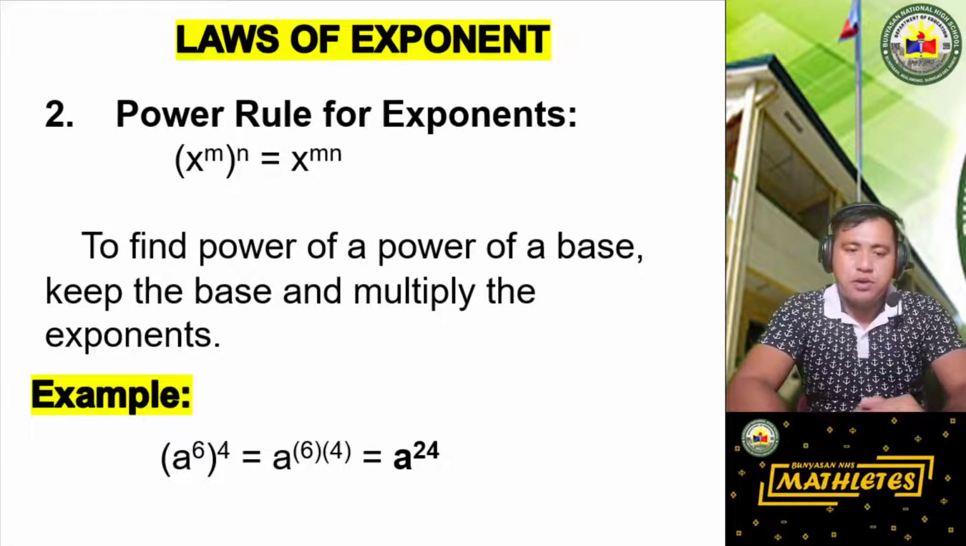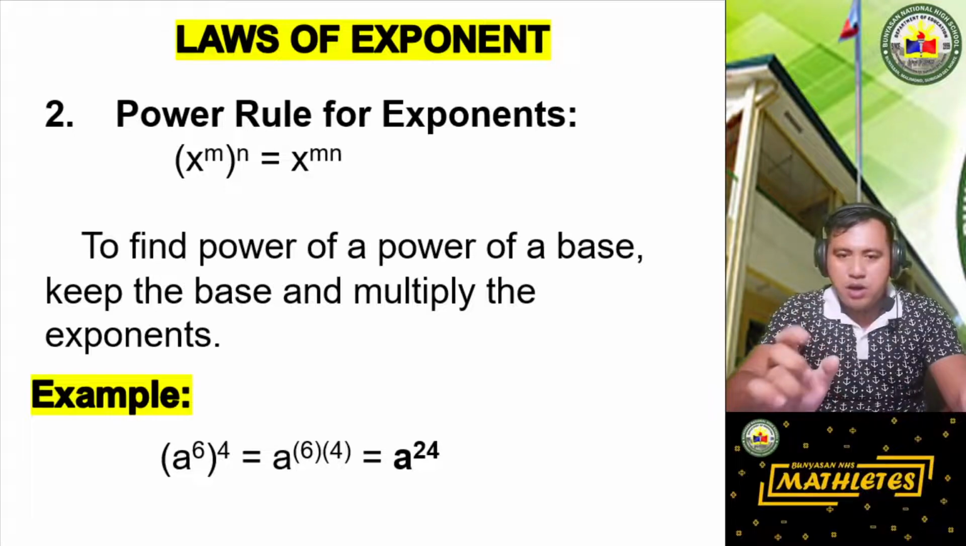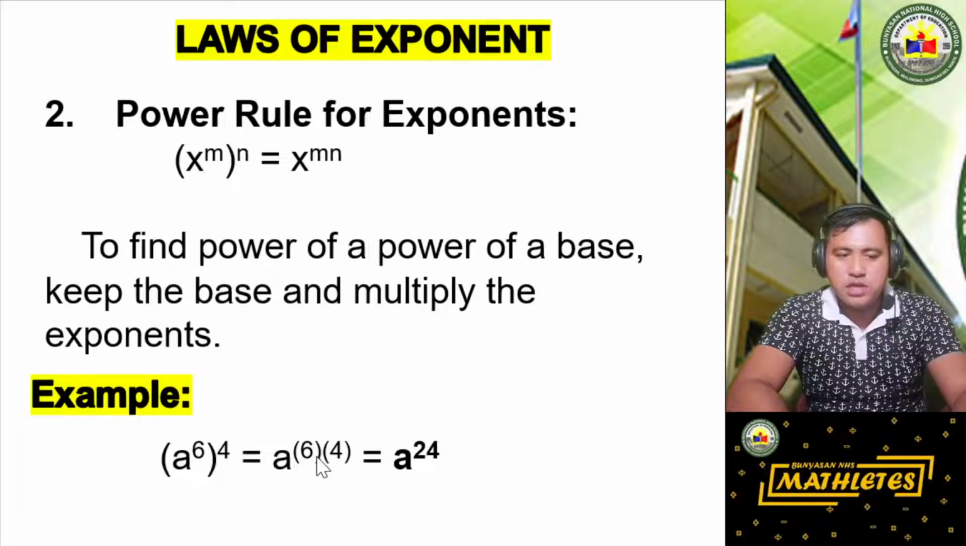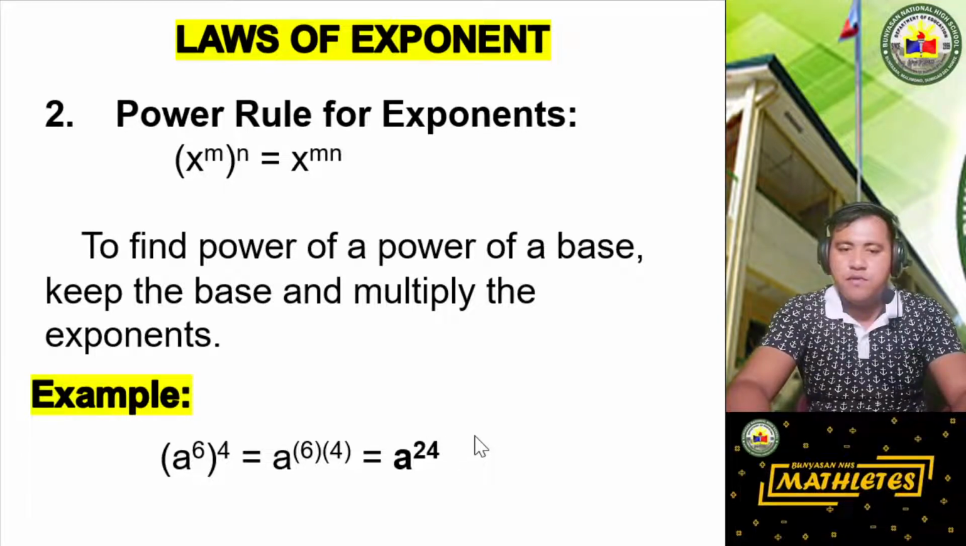For example, you have a to the power of 6, which is raised to the power of 4, which is equal to, you have to multiply the exponents. So, that is a to the power of 6 times 4. So, that makes a to the power of 24.